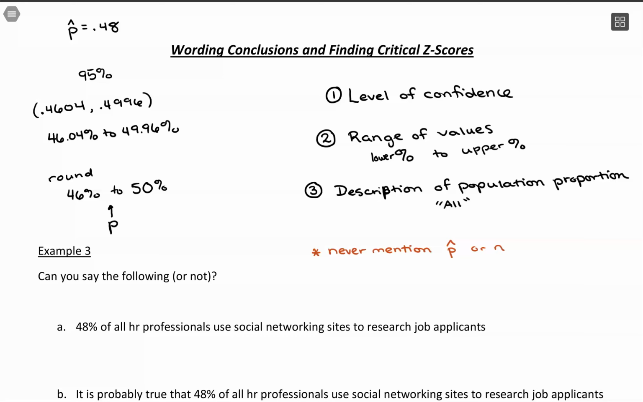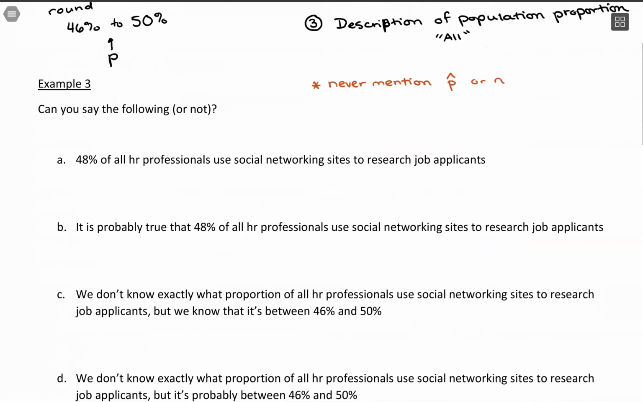I know I kind of wrote out the solution in the previous video for this one, but let's talk about why these sentences don't work and which one does. This first one says 48% of all HR professionals use social networking sites to research job applicants. This 48% is our sample proportion. That came from the 2,500, and they're trying to say that's true for all HR professionals.